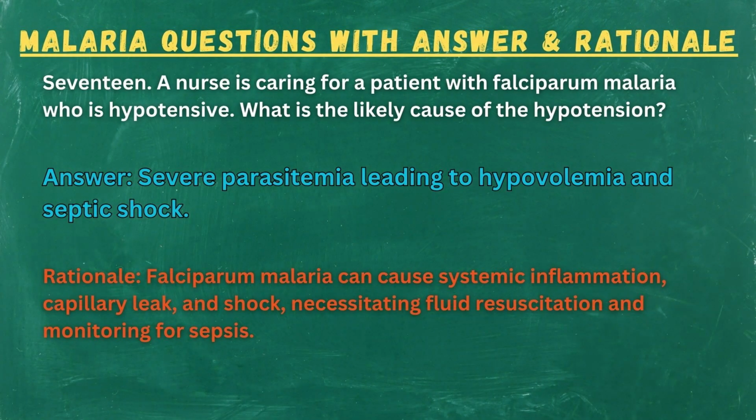17. A nurse is caring for a patient with falciparum malaria who is hypotensive. What is the likely cause of the hypotension? Answer: severe parasitemia leading to hypovolemia and septic shock. Rationale: falciparum malaria can cause systemic inflammation, capillary leak, and shock, necessitating fluid resuscitation and monitoring for sepsis.